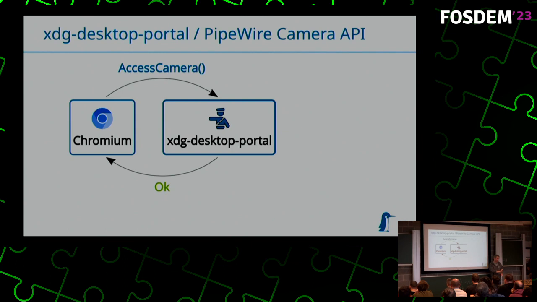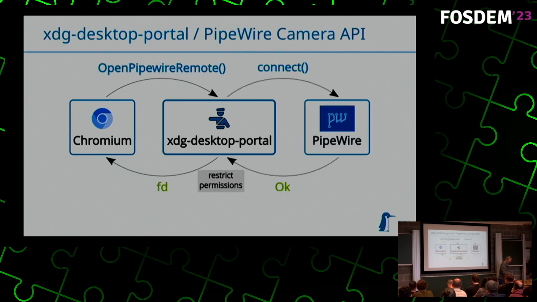But before that, I want to say a bit about how it works. The browser needs to talk to the portal and say, hey, I want to access the camera. That's basically the API call to the portal: am I allowed to do that?